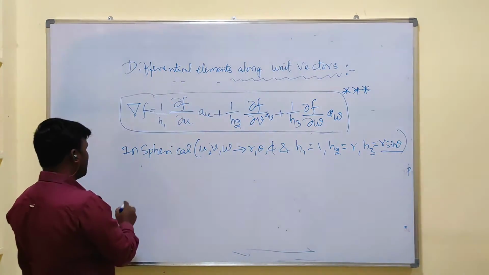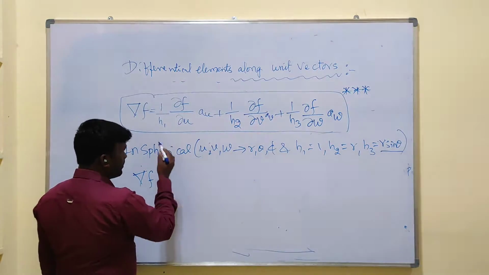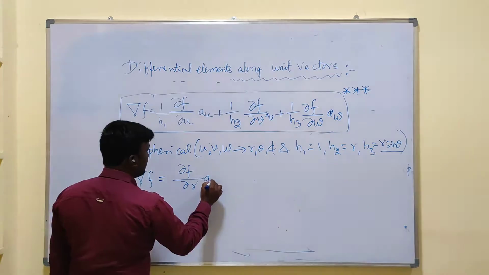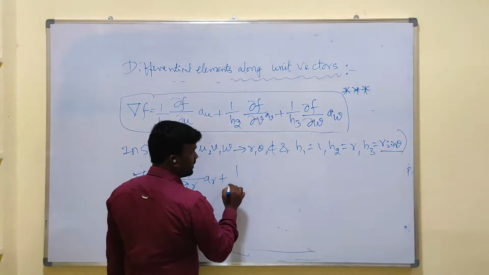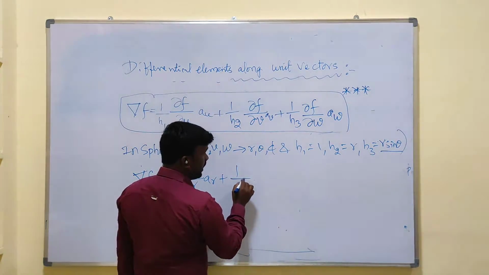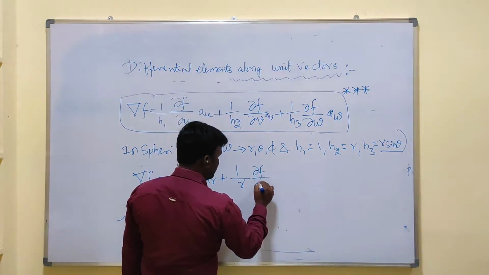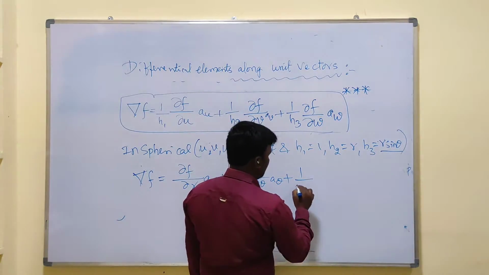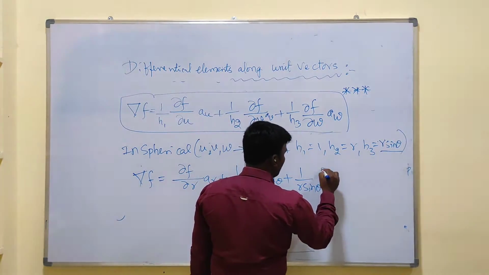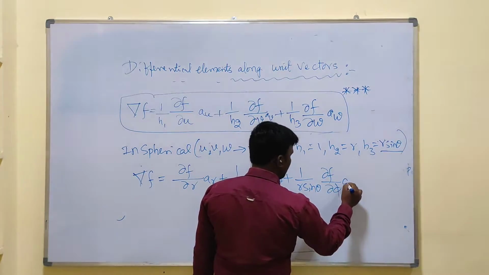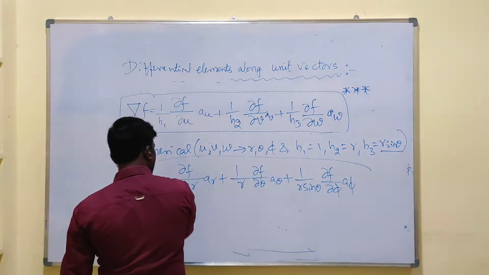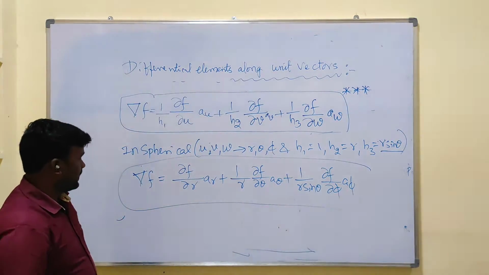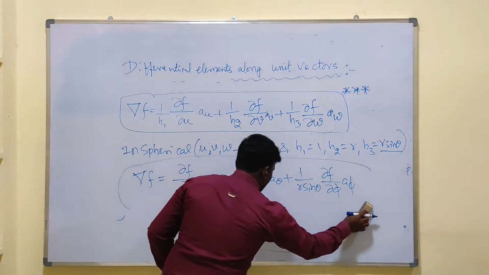Now substitute in this one, that is del f, 1 by h1, that is dou f, first element, dou r a r here, and 1 by h2, that is what? 1 by r, dou f by dou theta a theta, plus 1 by r sin theta dou f by dou phi a phi. So this is about the gradient formula in the spherical coordinate system.